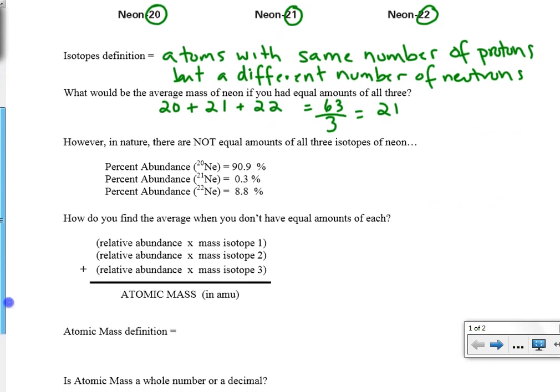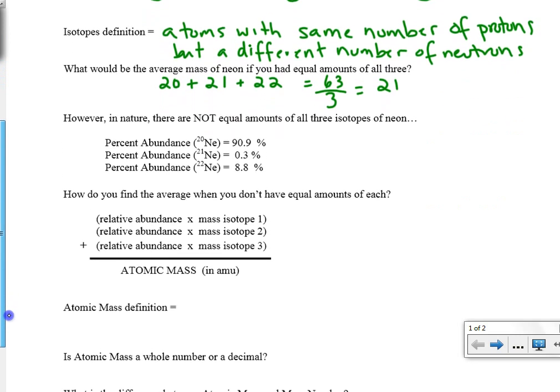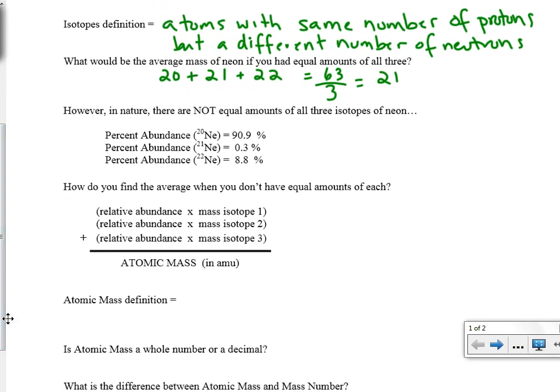And there is data that gives us the percent abundance of each one of these isotopes. The percent abundance of neon 20 is 90.9%: of all the neon that exists, 90.9% is neon 20. Only 0.3% of all the neon that exists is neon 21, so very, very little. And 8.8% of all the neon that exists is neon 22. So what we have to do is what's called a weighted average.